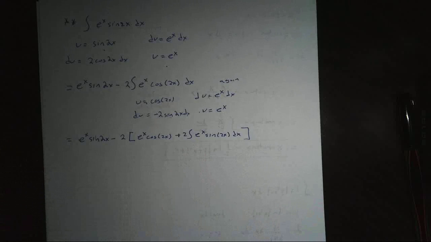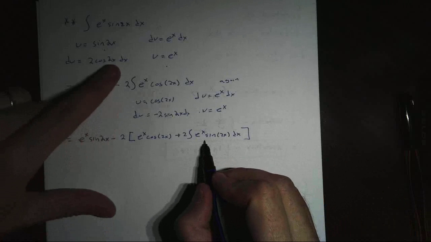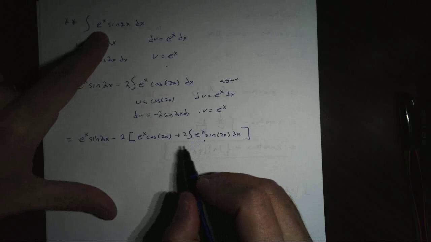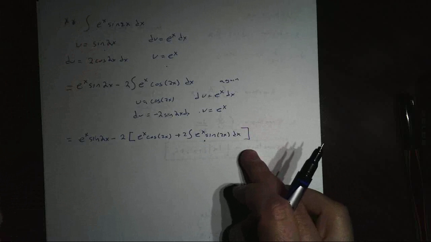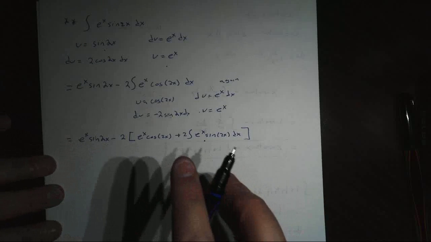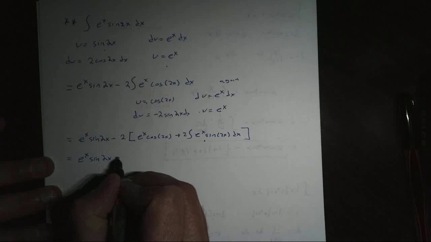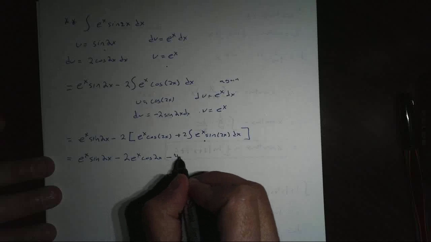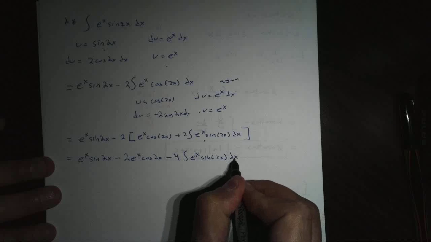Look what's happening here. What I want you to notice is that it's become cyclical. It repeats itself. As a matter of fact, look at this. I'm back to where I started from. If I keep going, I'm going to get back here again. So what I can do is this. First, I'm going to simplify this just to clean it up a little bit. I get e to the x sine 2x minus 2 e to the x cosine 2x minus 4 times the antiderivative e to the x sine of 2x dx.